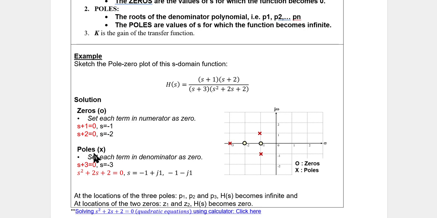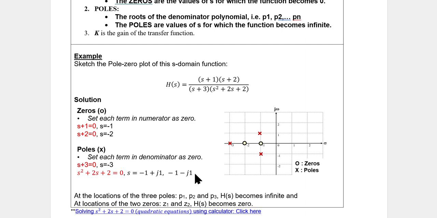Second step, we want to find the poles. We set each term in the denominator to be 0, which means every term at the bottom here, we set to 0. Here we have S plus 3 equals 0. If we solve this, we get S equals minus 3. The second term here is a quadratic term, so we set the whole term equal to 0. If we solve for this, we'll get these two answers. These are complex numbers, -1 plus j1 and -1 minus j1.